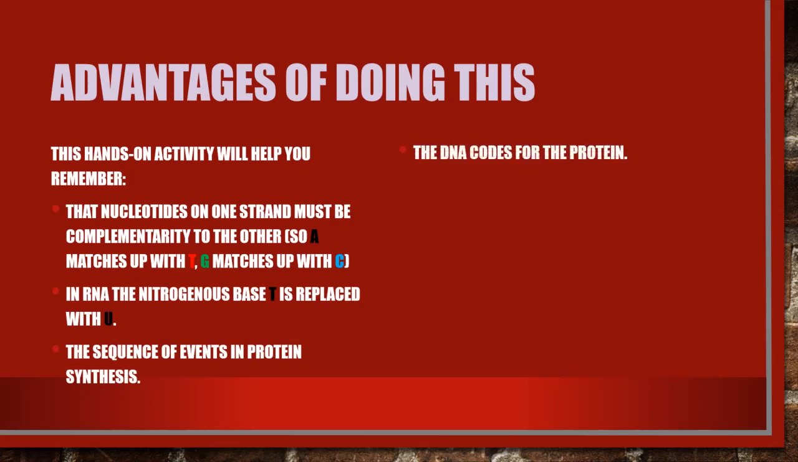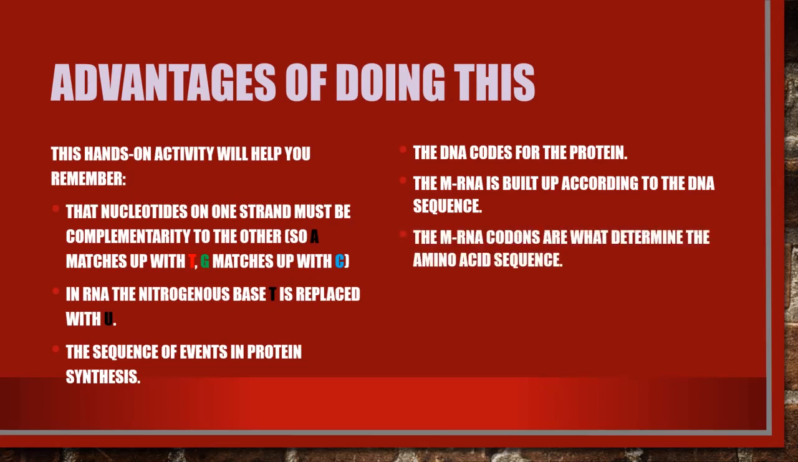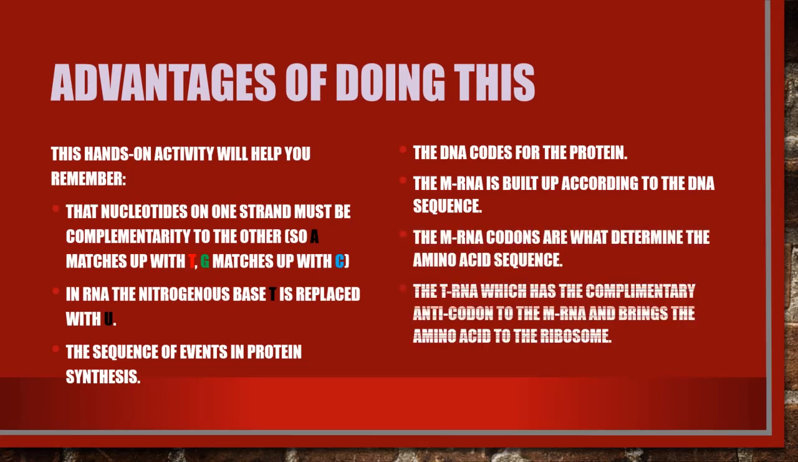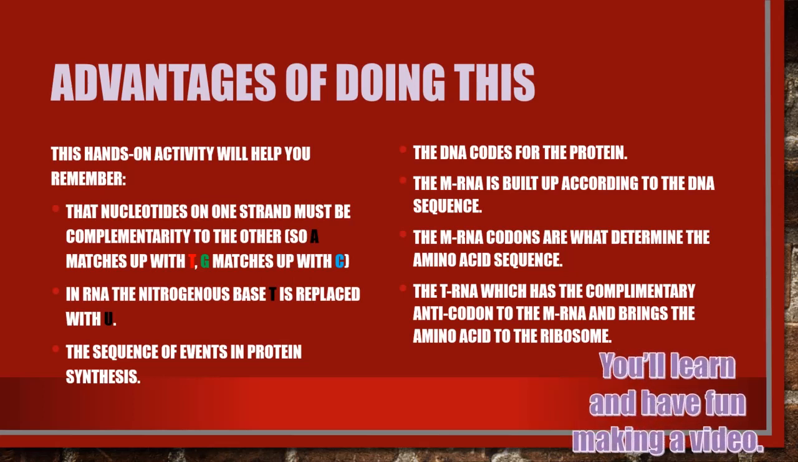It will help you remember that the DNA actually codes for the protein. The mRNA is built up according to the DNA sequence. The mRNA codons are what determine the amino acid sequence as based on the DNA, and the tRNA, which has the complementary anticodon to the mRNA, brings the amino acid to the ribosome. And hopefully you'll have fun making the video.